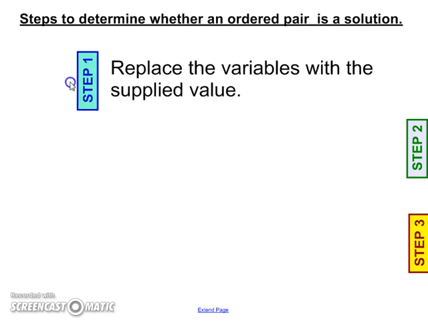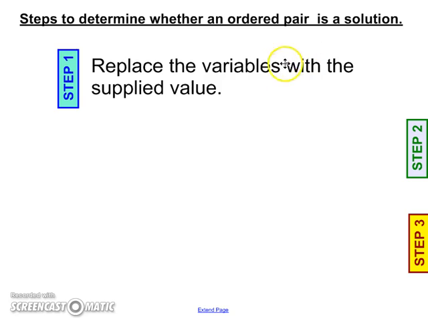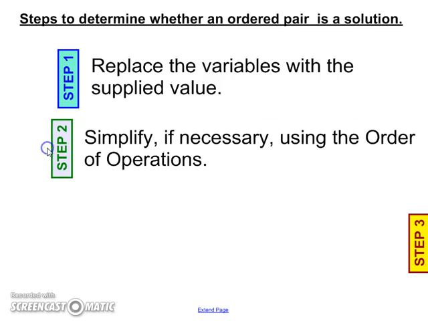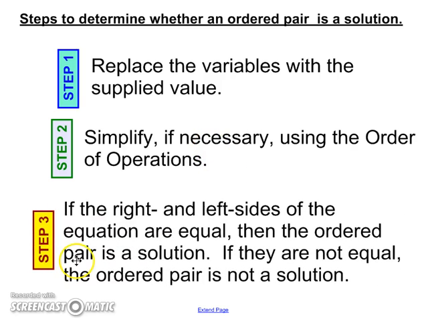Now, first of all, 3 steps to determine whether an ordered pair is a solution. First thing we need to do is replace the variables with the given values that are supplied. Step number 2, we're going to simplify our equations using the order of operations, if necessary. Some equations may not need to be simplified. And number 3, here's the big thing: we need to check to see, do the right and left hand sides of the equations equal? If they are equal, we have a solution. If they're not equal, we don't.